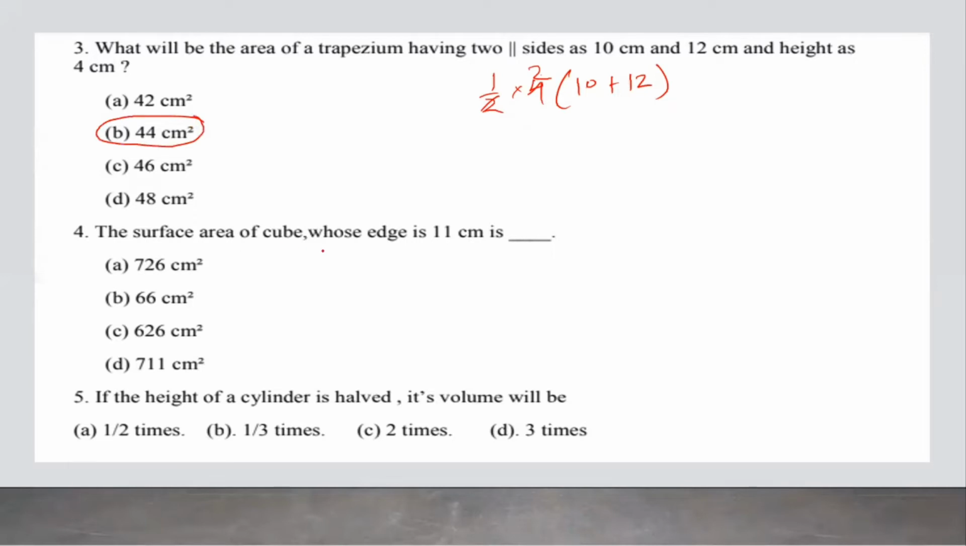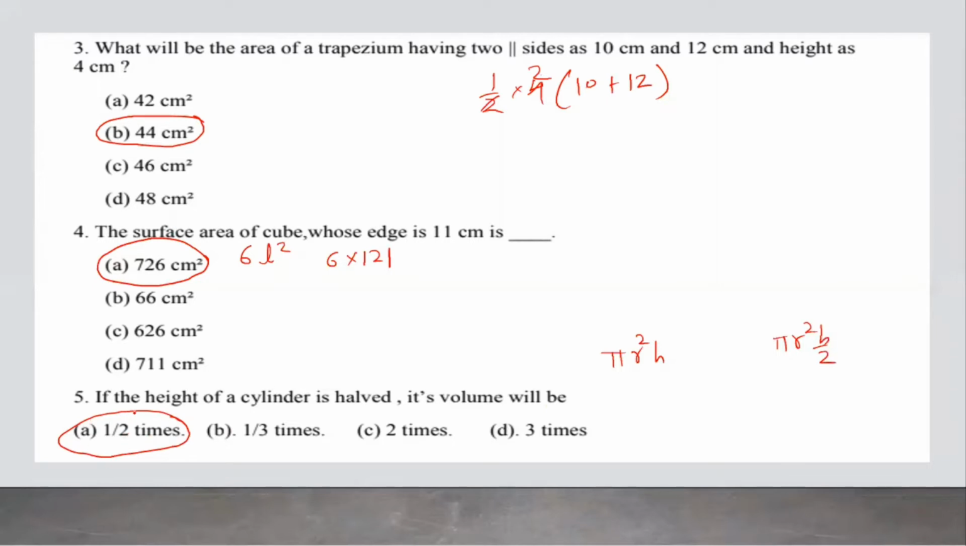The surface area of a cube whose edge is 11 centimeter. So surface area of a cube is given by the formula 6 into side square, right? So 6 into 11 square, which is 121, which gives me 726 centimeter square. If the height of a cylinder is half, its volume will also be half times. Remember, the volume of a cylinder is pi r square h. And now if the height is half, then it is going to be pi r square h by 2. So what is happening? It is becoming half times.